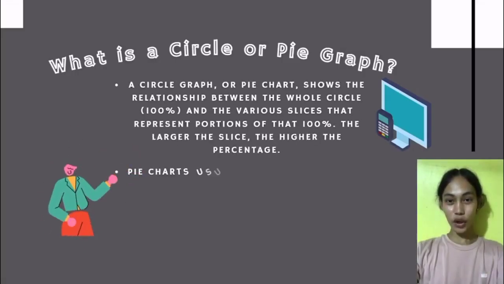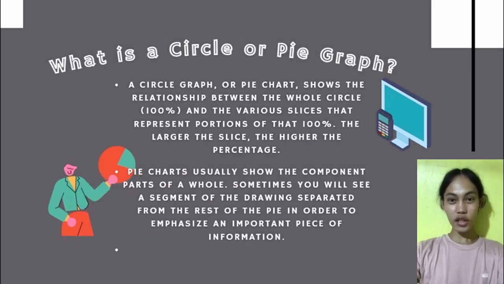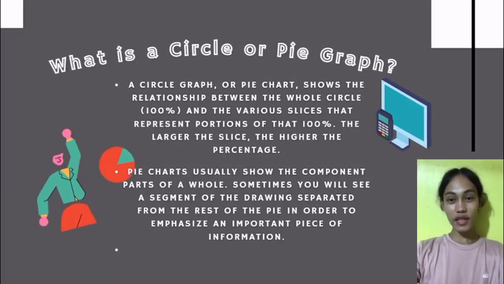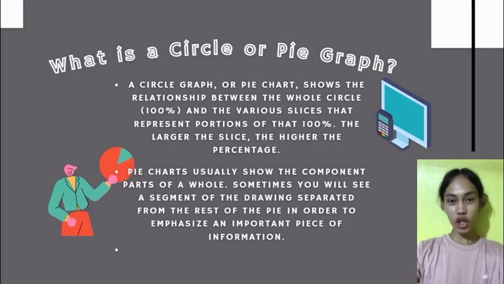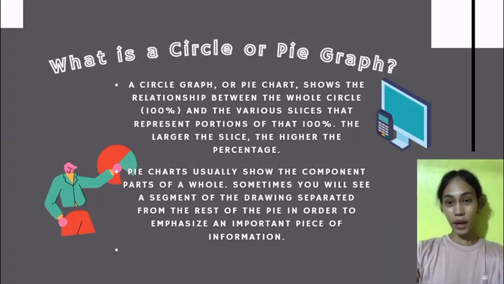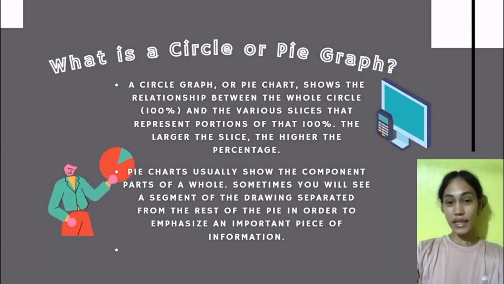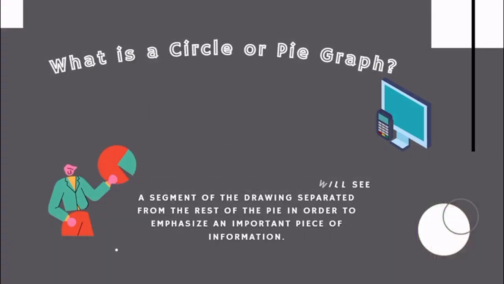I'm going to report what is circle graph. A circle graph or pie chart shows the relationship between the whole circle or 100% and the various slices that represent portions of that 100%. The larger the slice, the higher the percentage. Pie charts usually show the component parts of a whole. Sometimes you will see a segment of a drawing separated from the rest of the pie in order to emphasize an important piece of information.